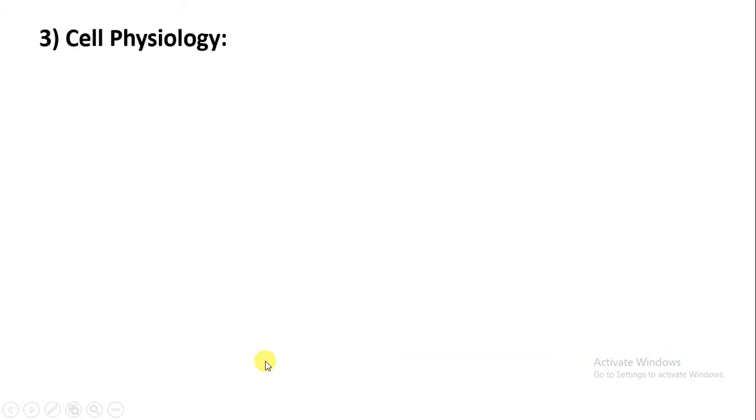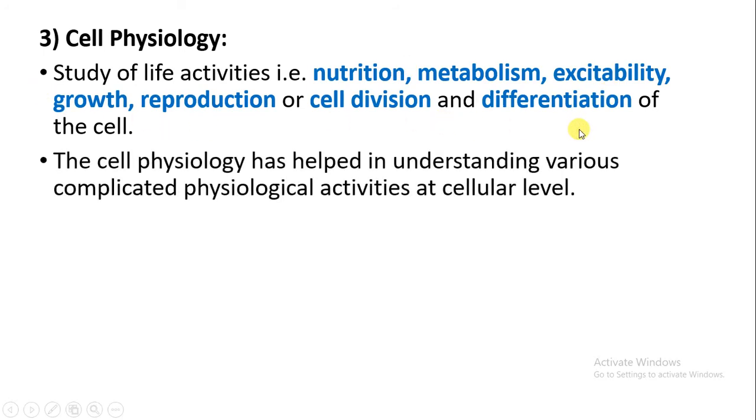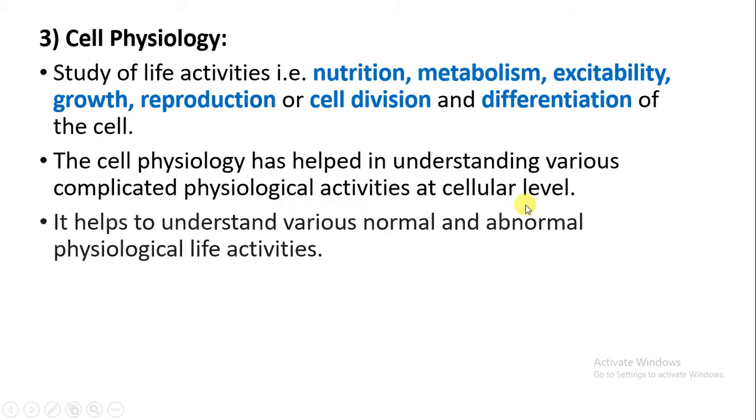Next is cell physiology. In cell physiology, we study the activities taking place in life. So we study activities like nutrition, metabolism, excitability, growth, reproduction, cell division, and differentiation of the cell. That is how all these activities are seen in the life of a particular living organism. These cell physiological activities are very important. Why? Because they conduct the physiological activities at a cellular level.